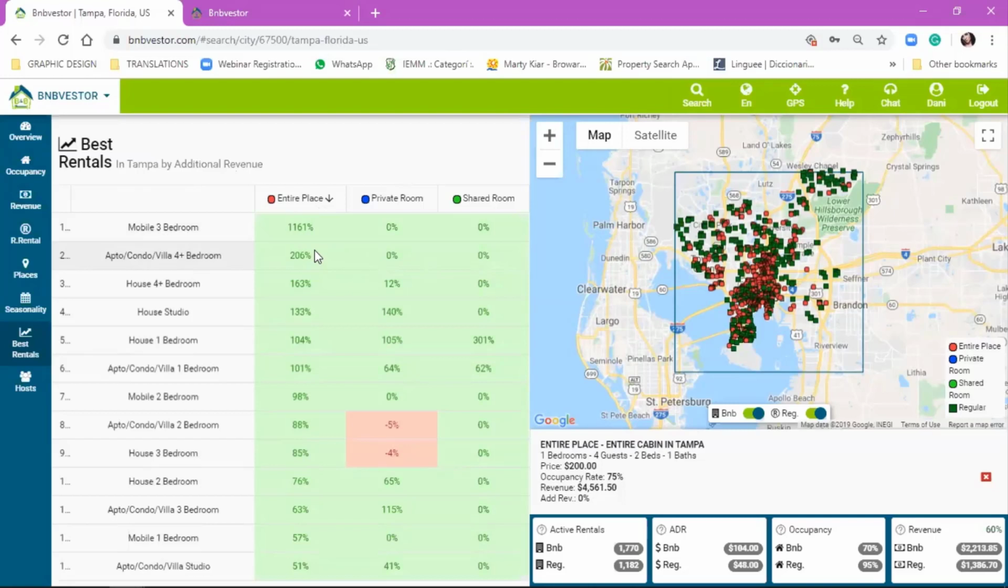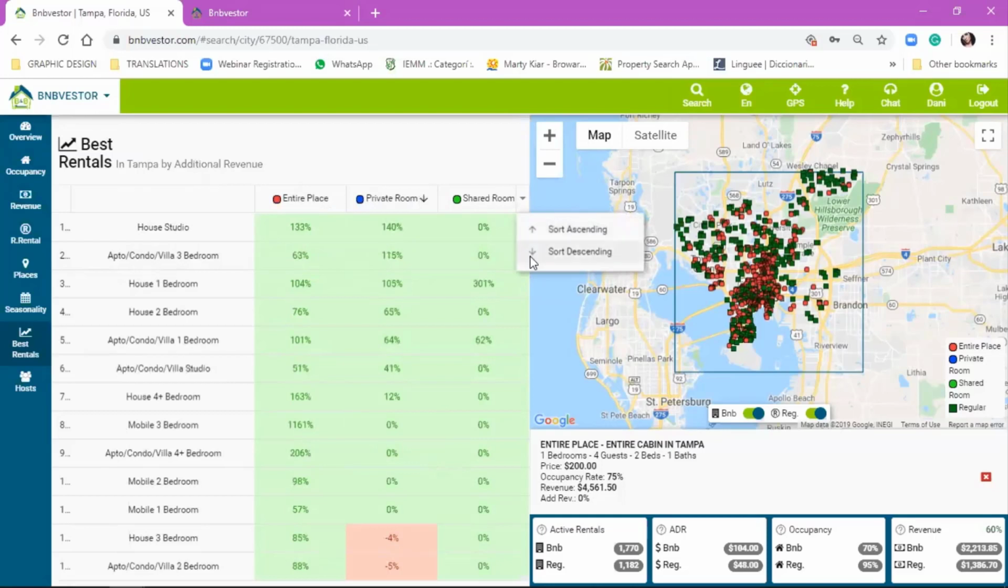It means that these are the ones that have most demand in this area. Okay. And of course, apart from demand, it's going to give you the highest additional revenue. Then you can also do this by private room and as well by shared room. Okay. Let me know if we do have any questions so far.